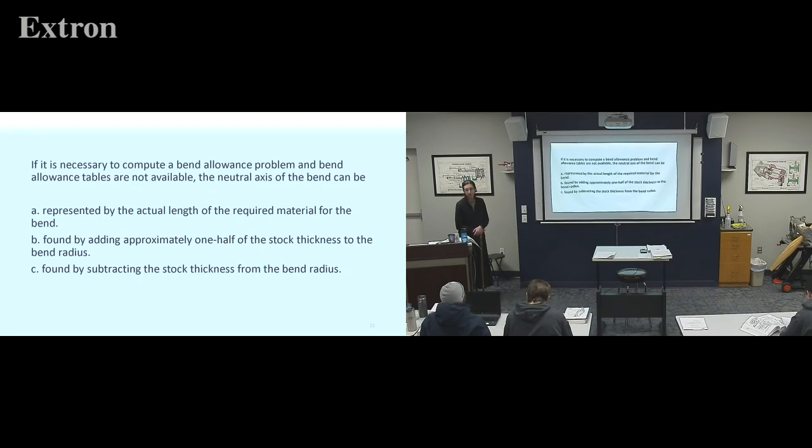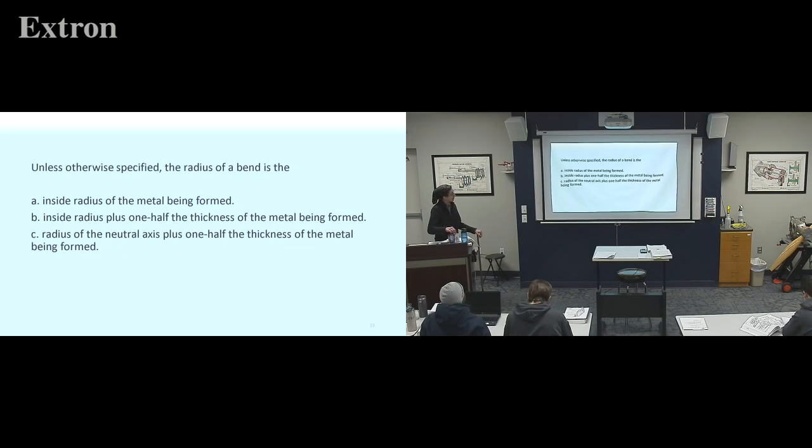Any questions on that one? And Sydney. Unless otherwise specified, the radius of a bend is the inside radius of the metal being formed plus 1/2 the thickness of the metal being formed, radius of the neutral axis plus 1/2 of the thickness of the metal being formed. A. Any disagreement? That is correct.